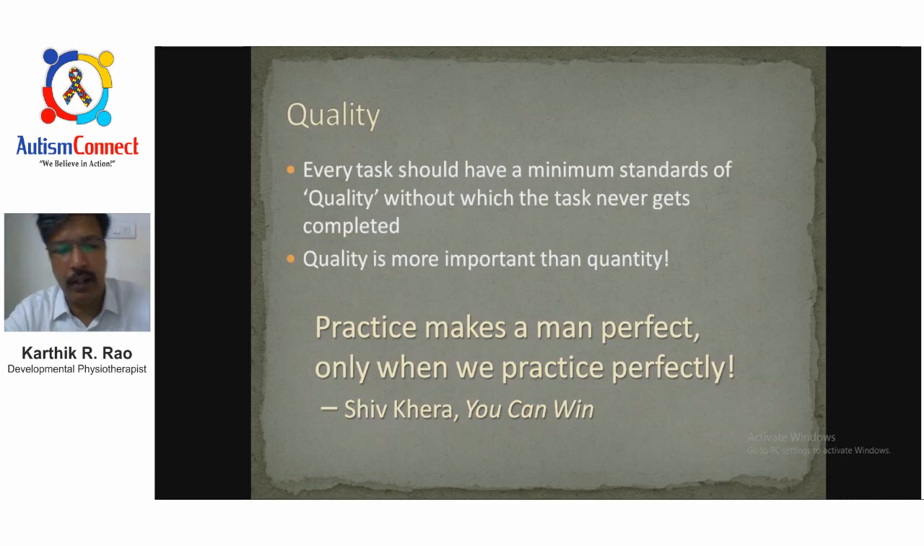So instead of asking a child to write a particular alphabet 10 times, you can ask them to write 2 times, but both times should be correct. If it is wrong, then the task is not completed. You might erase it and ask him to write again, or you may just cross it and tell him to write again. As Shiv Khera put it in the book You Can Win, practice makes a man perfect only when we practice perfectly. With imperfect practice, even if you practice 100 times, you are not going to learn how to do it the right way.